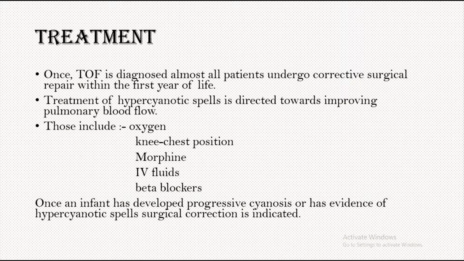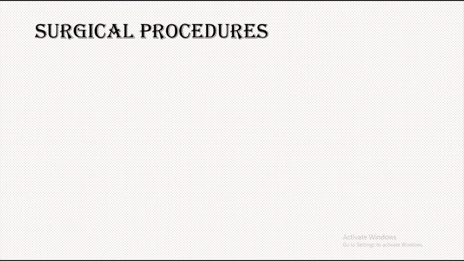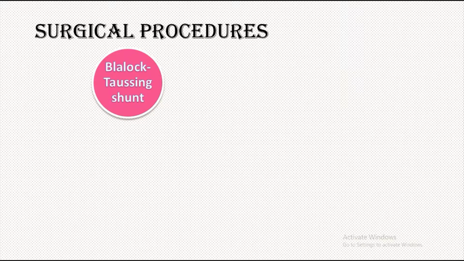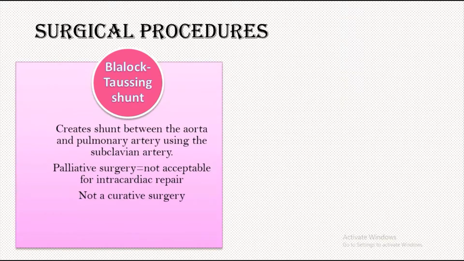Once an infant has developed progressive cyanosis or has evidence of hypercyanotic spells or tet spells, surgical correction is indicated. So what can be the surgical procedures? Those include the Blalock-Taussig shunt. In the Blalock-Taussig shunt, it is a shunt which is created between the aorta and the pulmonary artery using the subclavian artery. It is a palliative surgery and not applicable for intracardiac repair. So we can say it is not a curative surgery.